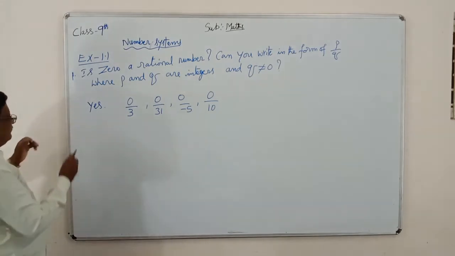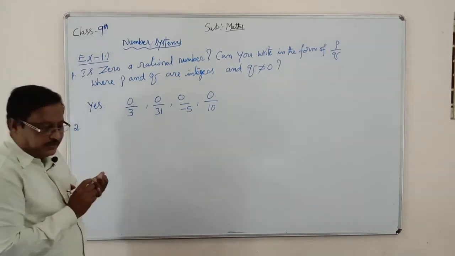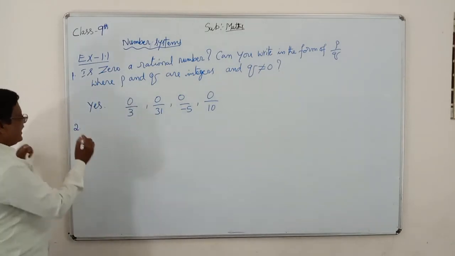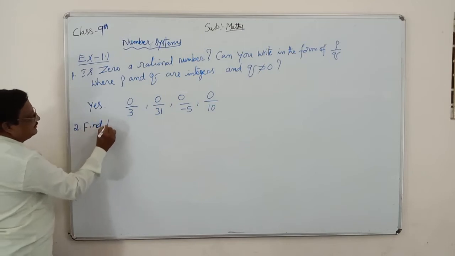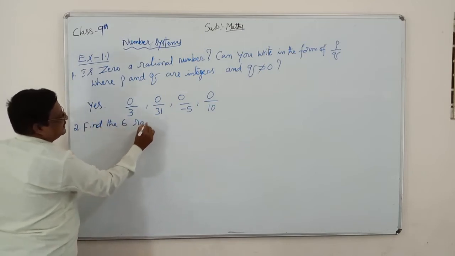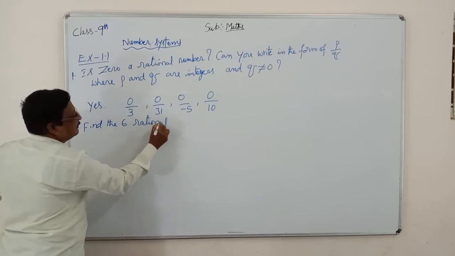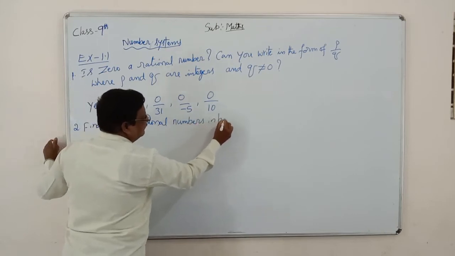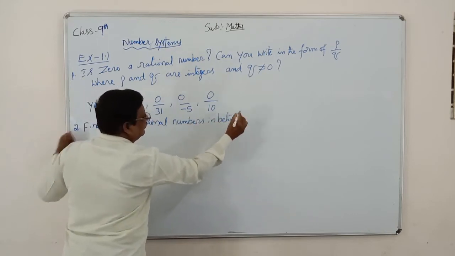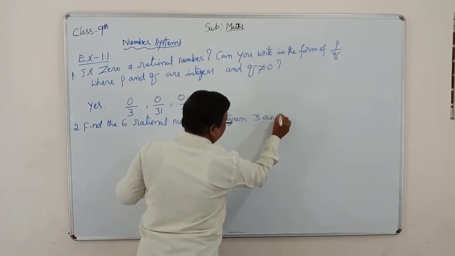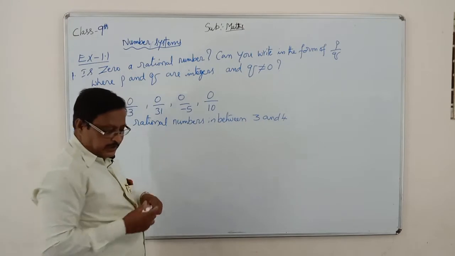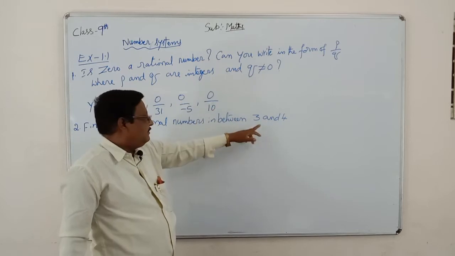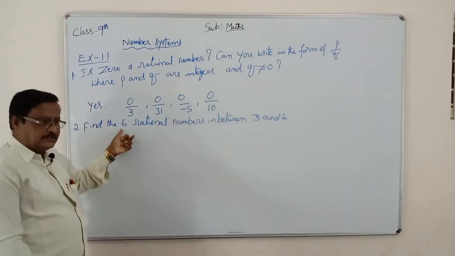Second one. What is the second one? Find 6 rational numbers between 3 and 4. Find the 6 rational numbers in between 3 and 4. Means find 6 rational numbers or 7 rational numbers, however many you want, you write, either 6 or 2 or 1.